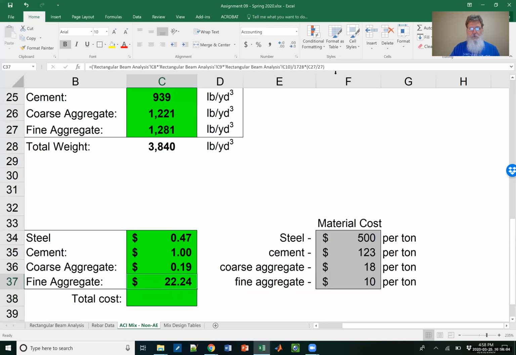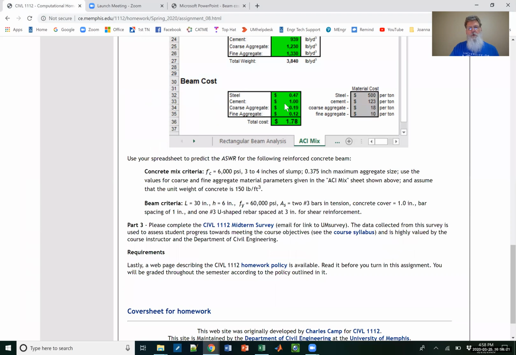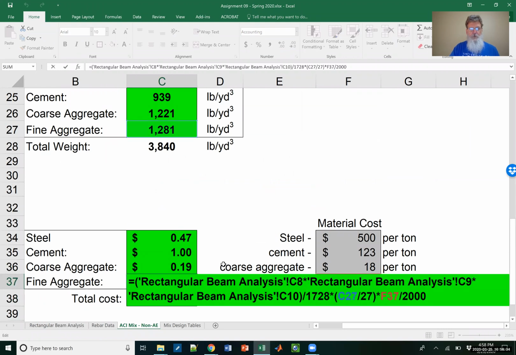So what I've left off here on the end is I've got to multiply that times the unit cost and then divide it by 2,000. And I got 11 cents. And a quick check of that. Oh, I got 12 cents. Must be a little rounding error there. I better check my spreadsheet, make sure I did it right. Oh, it's 11 cents now. Okay. So there's the equation for that one.